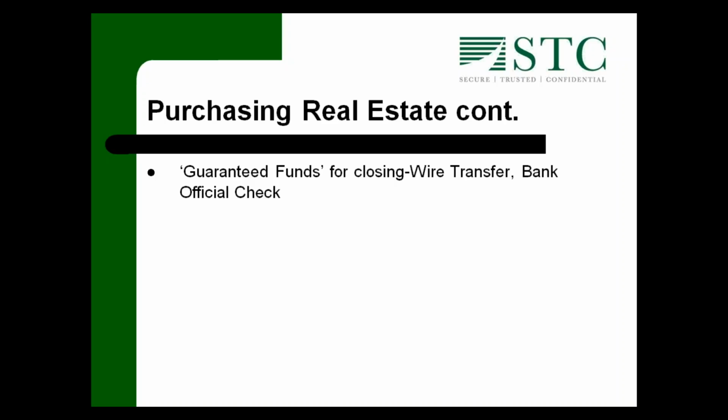Now, typically the disbursement of money for a real estate property purchase needs to be guaranteed funds. So our clients usually request that we issue a wire transfer. We can do that. The other option is a bank official check. We can also do that. Just want to make sure you have enough time for that check to arrive for closing.